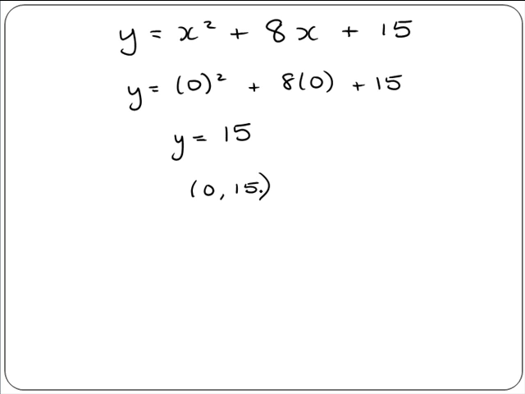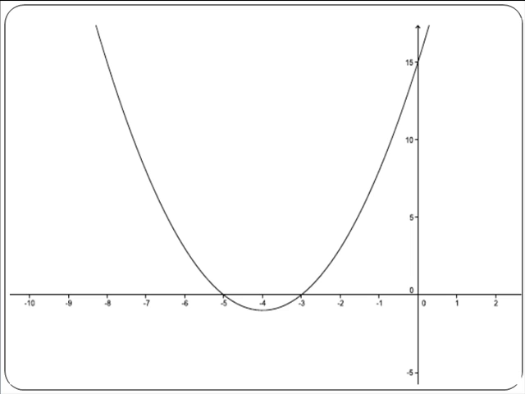And we found already that our graph cuts the x-axis at minus 3, 0, and minus 5, 0. So the graph of our function looks like this. Now we have all the information we need to solve our original inequality, which was x squared plus 8x plus 15 is greater than 0. To solve it, we need to find the intervals where the graph is greater than 0. In other words, where the graph is above the x-axis.